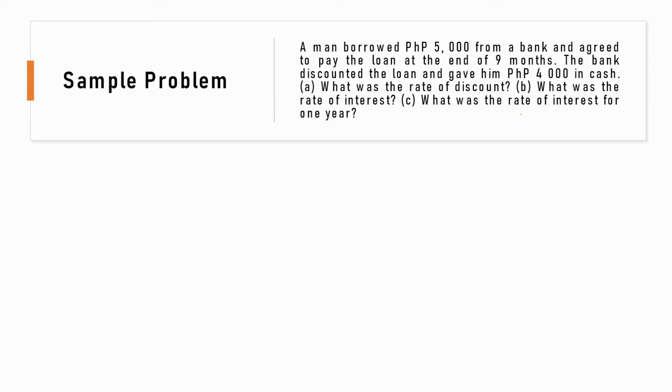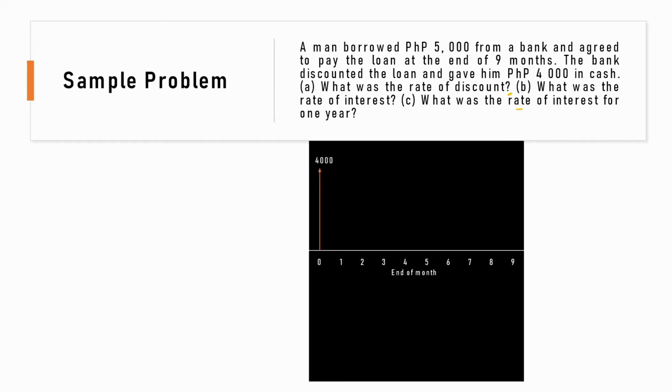So meron nabanggit dito yung discount. Dito, yung tinatawag nating discount, yun yung nabayaran na yung interest sa simula pa lang. So yung hiniram mo is 5,000, pero yung binigay sa'yo is 4,000, tapos at the end ng loan mo, ang babayaran mo dapat ay 5,000. So therefore, yung interest ng 4,000 mo is 1,000. So yun yung babayaran mo at the end of the loan. Dito sa problem, at the end of 9 months. So required ay yung rate of discount, rate of interest, saka yung rate of interest for 1 year.